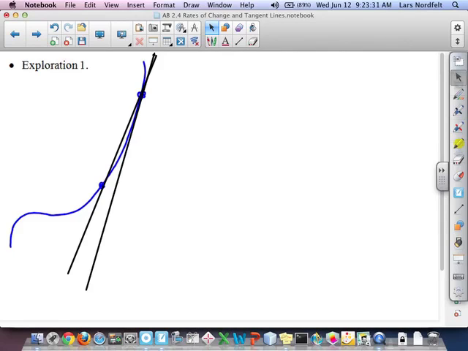I want to find a way to find the slope of the tangent line. We were able to find the slope of the secant line pretty easily. Any ideas how to find the slope of that tangent line? Or, if not that, to get a better approximation for the slope of the tangent line? Noah? Find the slope. Which 2 points, though, should we use?